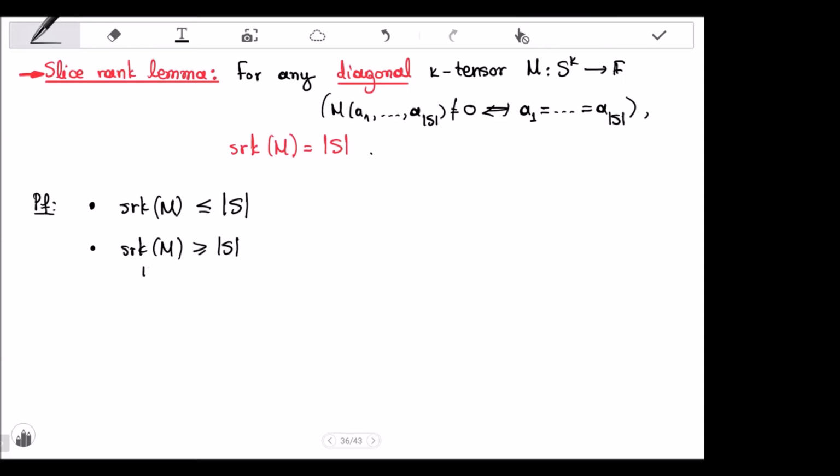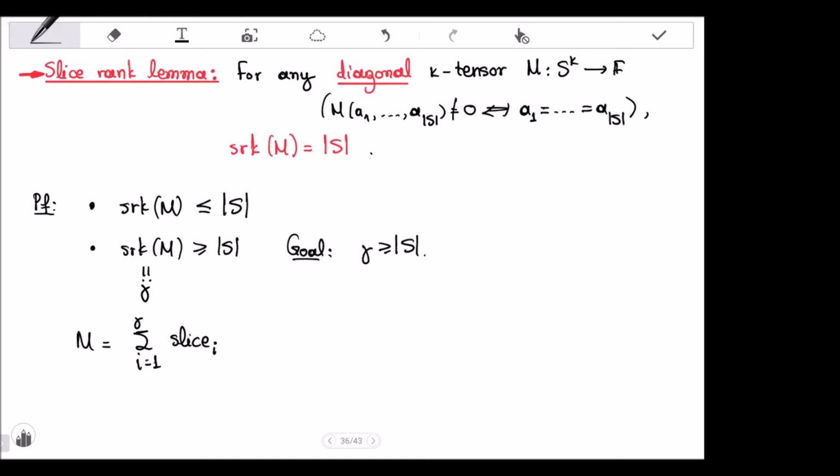So let's define gamma to be the slice rank. It means that every time we write the tensor as a sum of slices, we need at least gamma of them. And I want to show that I need at least this many slices. Okay. So that's my goal now, to show that gamma is at least this. So let's write the tensor as a sum of slices, i from 1 to gamma.